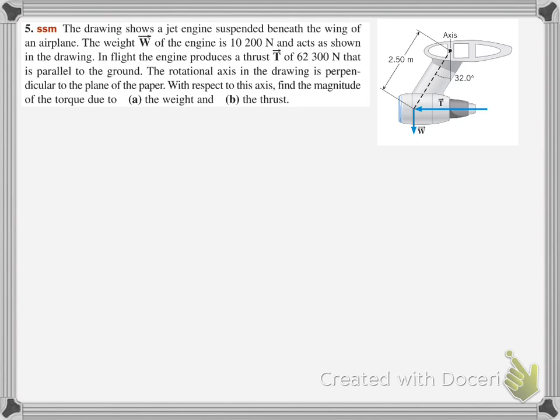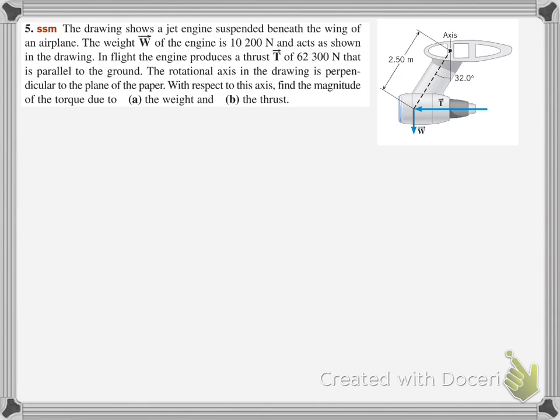Okay, let's carry on. So this drawing shows a jet engine suspended beneath the wing of an airplane. The weight W of the engine is 10,200 newtons and acts as shown in the drawing. In flight, the engine produces a thrust T of 62,200 newtons that is parallel to the ground. The rotational axis in the drawing is perpendicular to the plane of the paper. With respect to this axis, find the magnitude of the torque due to the weight and to the thrust.